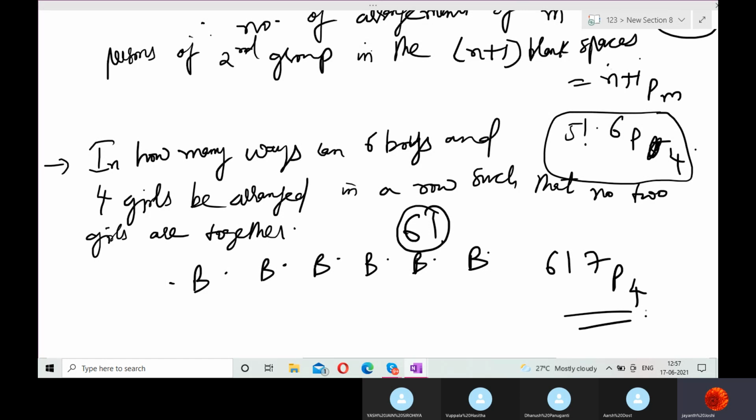All of you make a note of this. Don't solve it, it will be a lengthy answer. So you can arrange 4 girls in these 7 blank spaces in 7P4 ways.